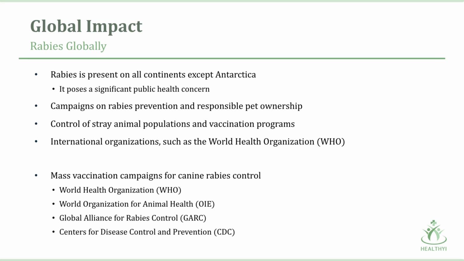International organizations play a vital role in coordinating global efforts to combat rabies. The World Health Organization, or WHO, focuses on mass vaccination campaigns for canine rabies control, aiming to eliminate the disease at its source. Other organizations involved in rabies control include the World Organization for Animal Health, or OIE, the Global Alliance for Rabies Control, or GARC, and the Centers for Disease Control and Prevention, or CDC.